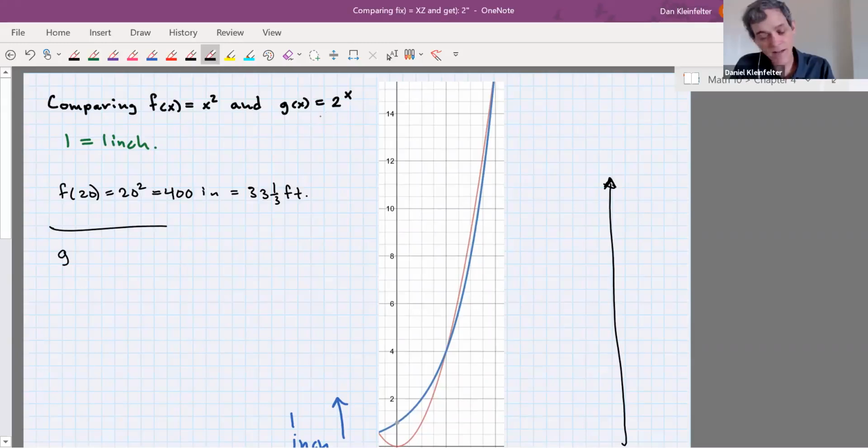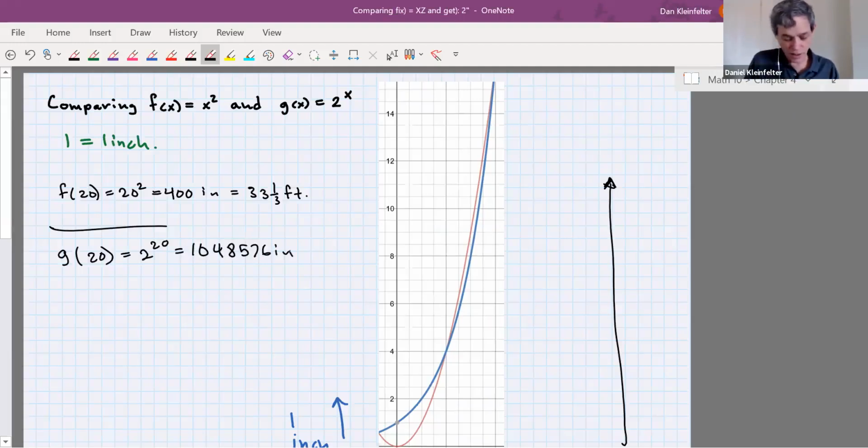Okay, g of x is 2 to the x. So that will be g of 20, and that's 2 to the 20th power. Okay, so 2 to the 20th power is 1,048,576, and that's in inches. So let me turn that into feet. That's 87,381 feet, or about 16.5 miles.